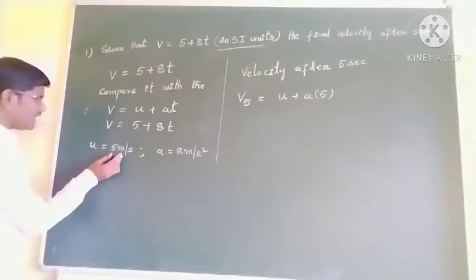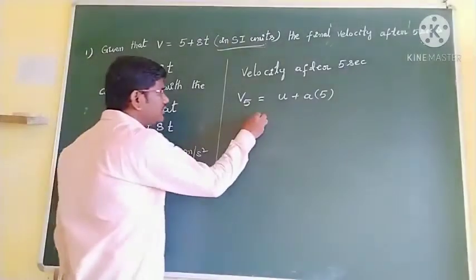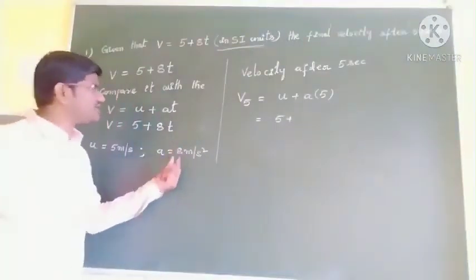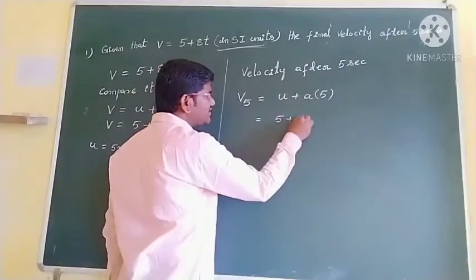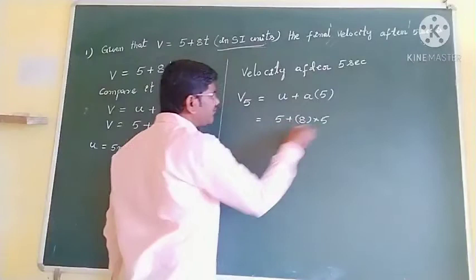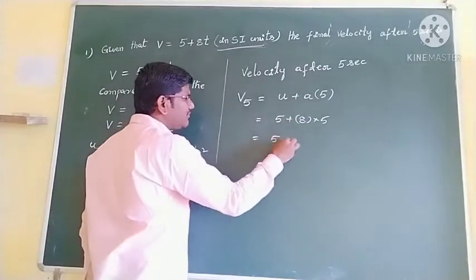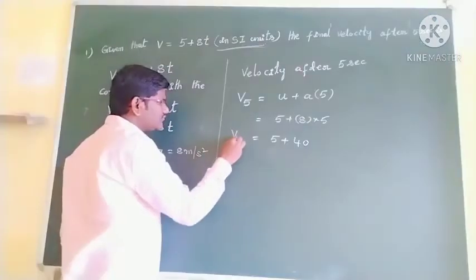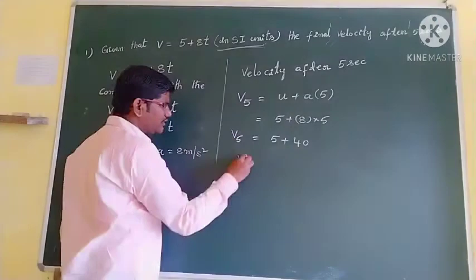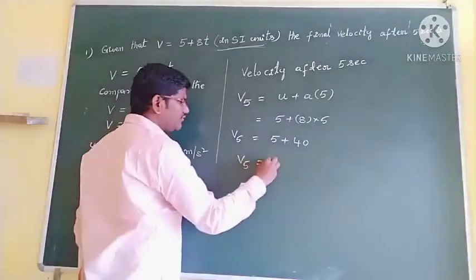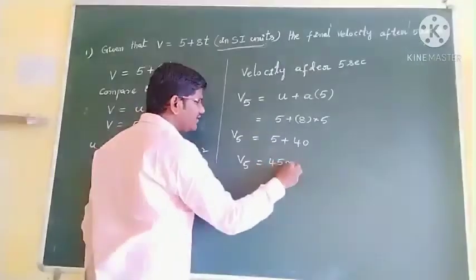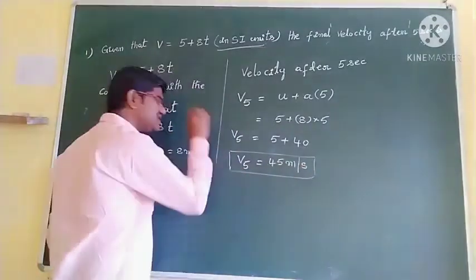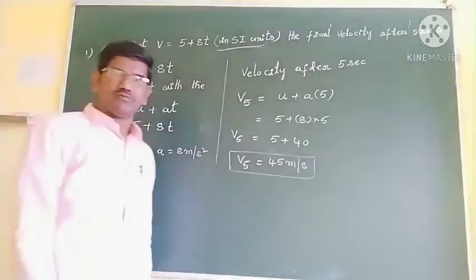But we know the value of u. So we know the value of u is how much? 5. Plus a is how much? 8. So a is 8, 8 into 5, then 5 plus 8 fives are 40. So then v5 is equal to 45 meters per second. This is the velocity after 5 seconds.